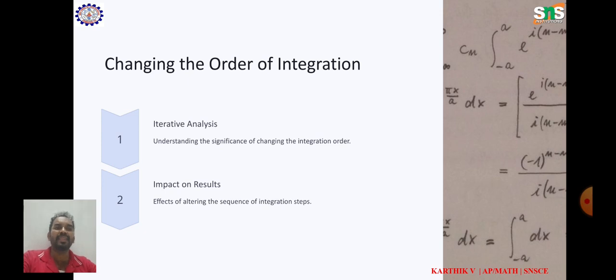For example, consider the triple integral of f of x, y, z dx, dy, dz. Then the general process for changing the order of integration is: first, determine the limits of integration for each variable in the new order. Next, rewrite the integral with the new order of integration and corresponding limits. Third one, evaluate the integral using the new order and limits.